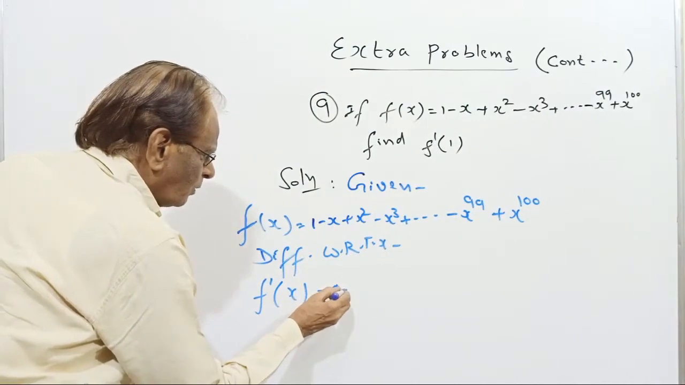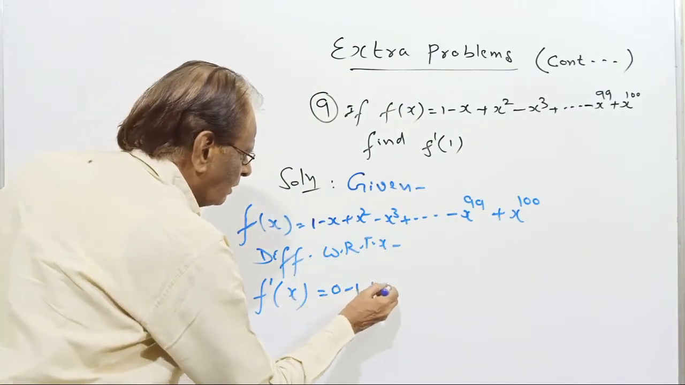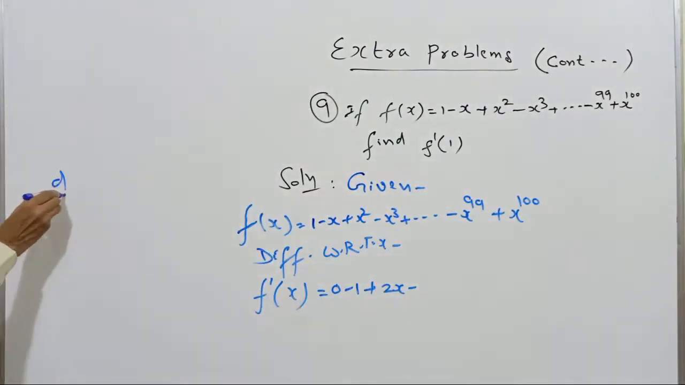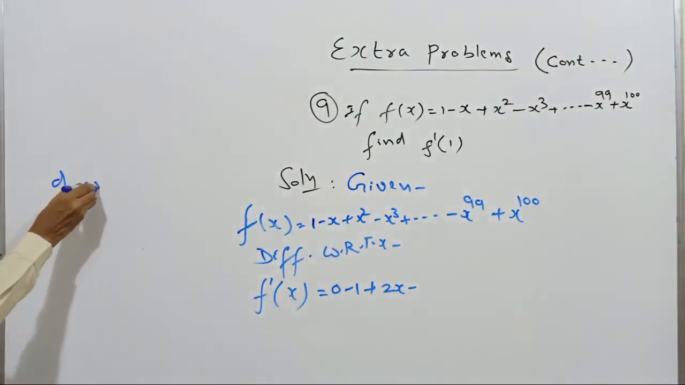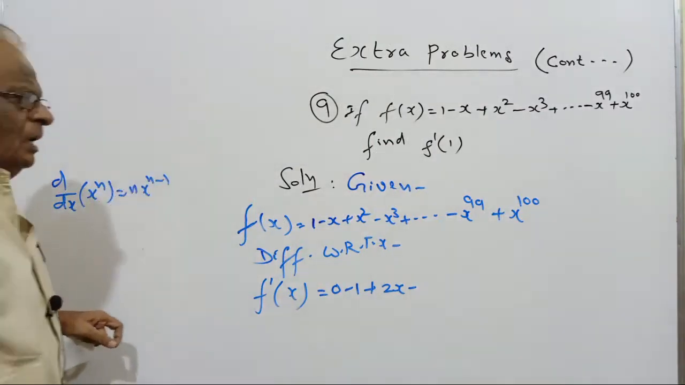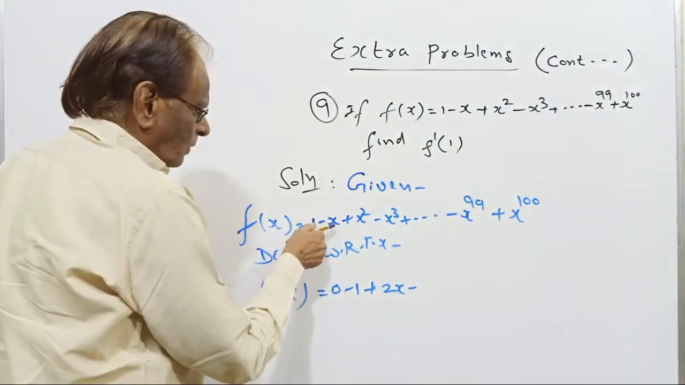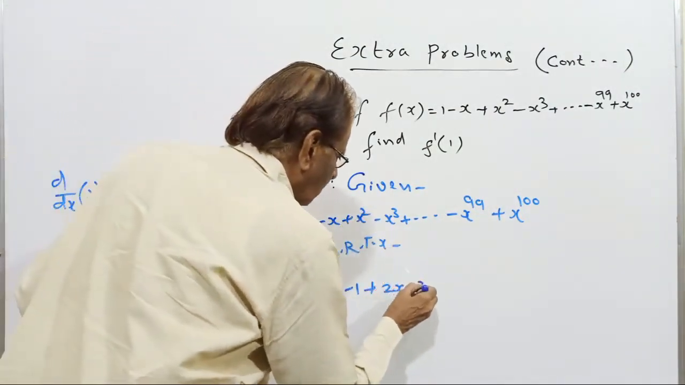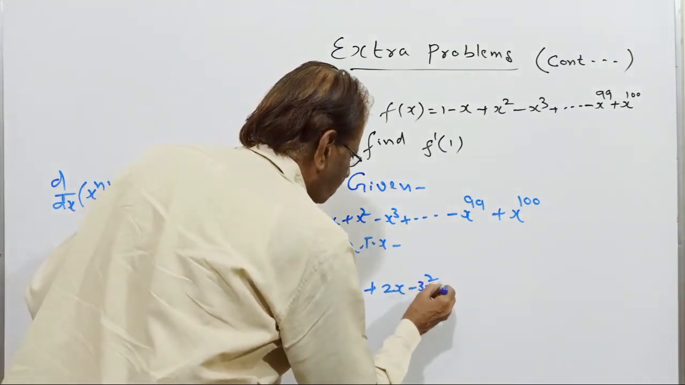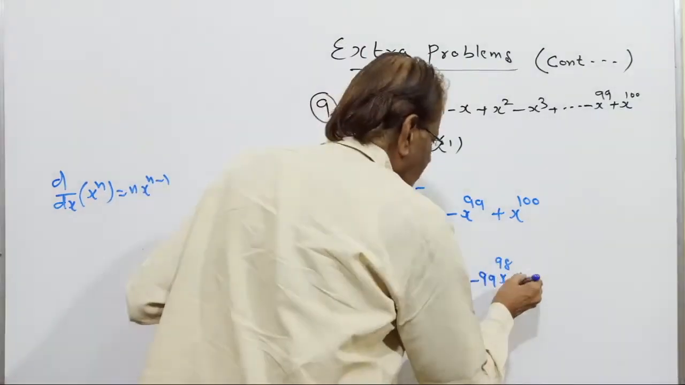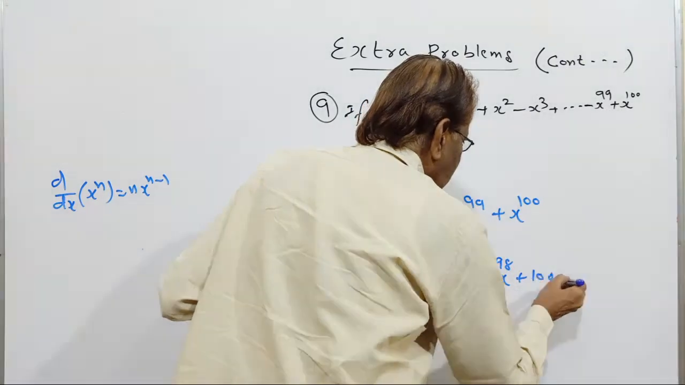One differentiation 0, x differentiation 1, x squared differentiation 2x. We differentiate power function, x to the power n, n x to the power n minus 1. One differentiation 0, x differentiation 1, x squared differentiation 2x, x cube differentiation 3x squared, and so on, up to n x to the power n minus 1.